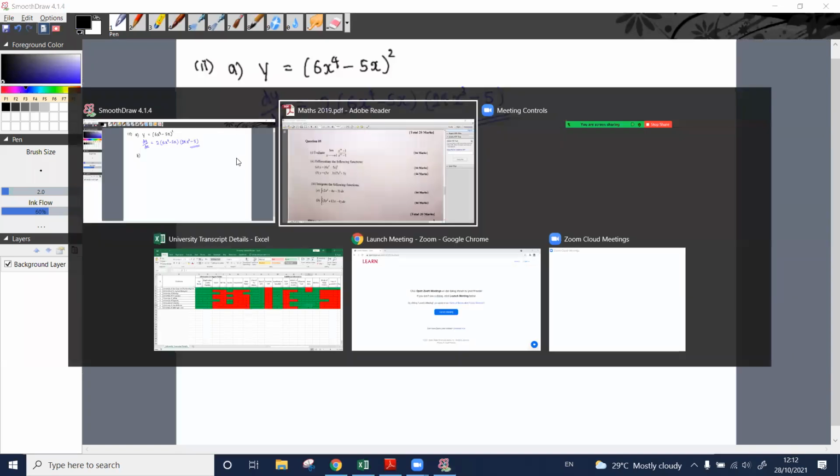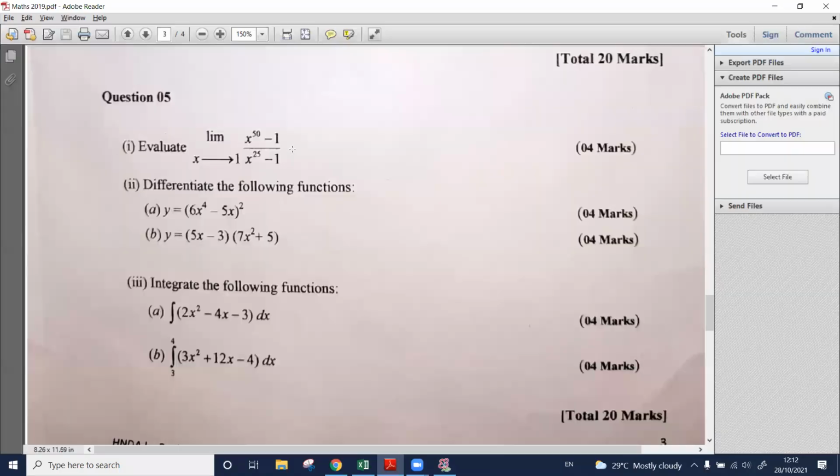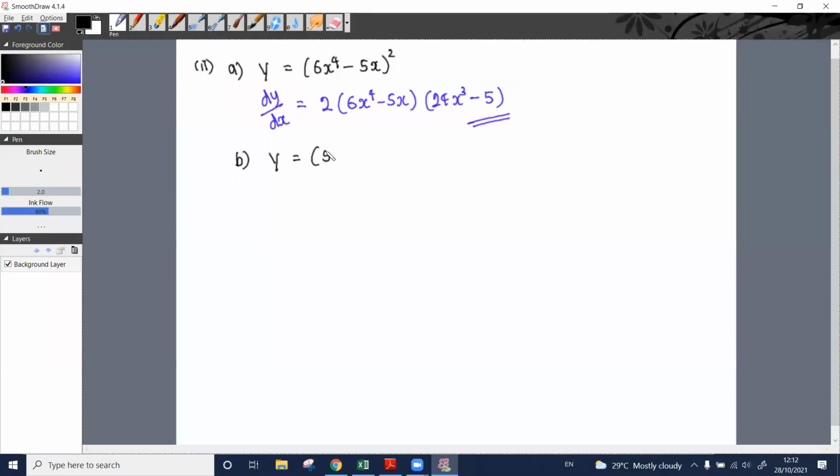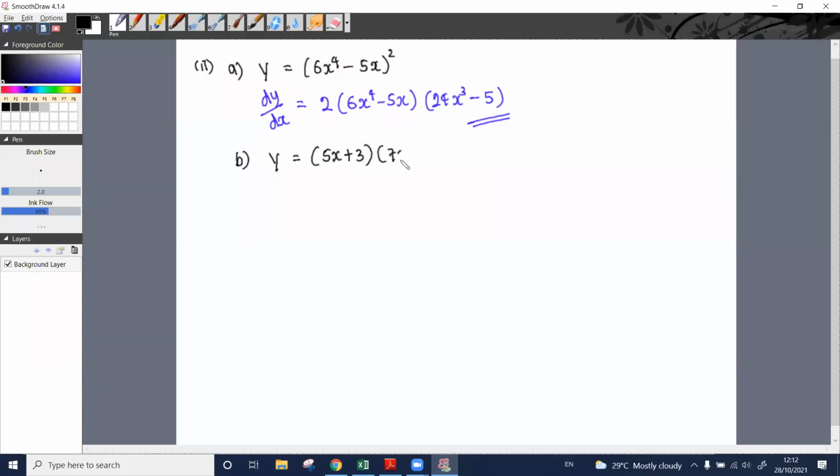Part B, y equals 5x plus 3 into 7x squared plus 5. What is the rule you need to apply here to find the differentiation? To find dy by dx, you need to use the product rule.